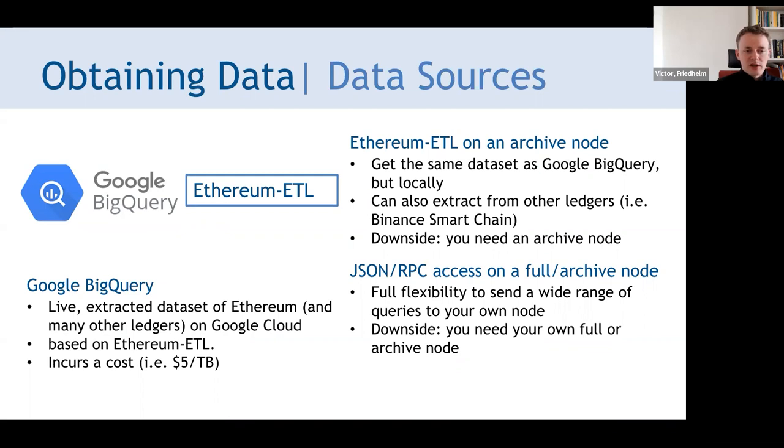So to get a bit more practical, how can you access data like that and how can you work with it? One of the very popular choices recently is using Google BigQuery, because they have a live extracted data set of Ethereum and a couple of other ledgers on Google Cloud. This incurs a cost. I've never personally used it, but I've checked and it seems for every terabyte of data processed, you pay about $5. But in a real analysis scenario where you're testing queries and perhaps run through the entire chain, you can easily get to a couple of $100 for such an analysis.